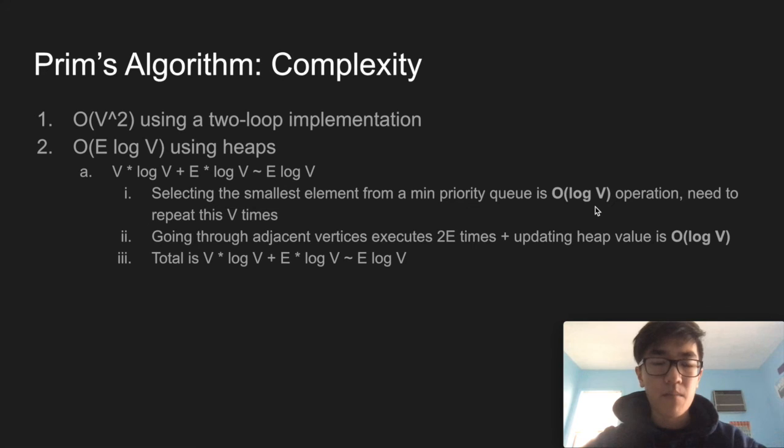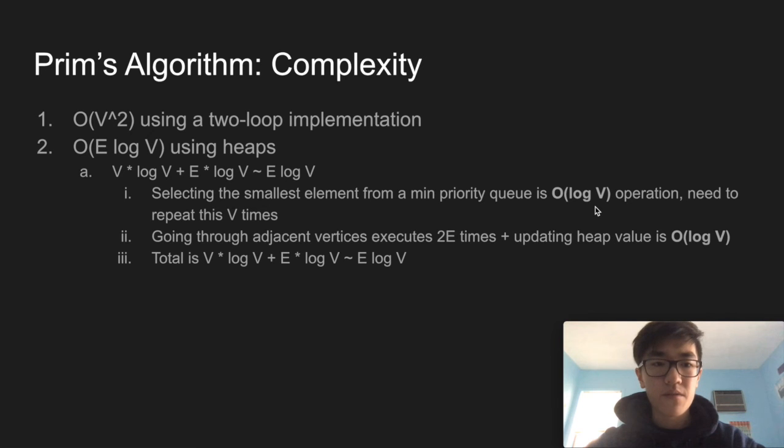And so now we'll talk about the complexity of Prim's algorithm. If we had used a two-loop implementation, the complexity would be on the order of v squared, where v is the number of vertices. We can optimize this by using heaps to make the time complexity on the order of e log v, where e is the number of edges and v is the number of vertices.